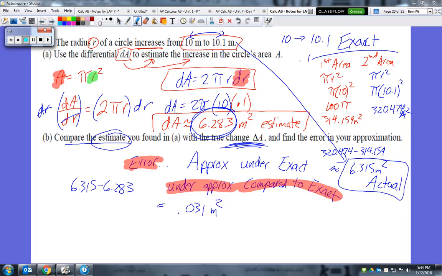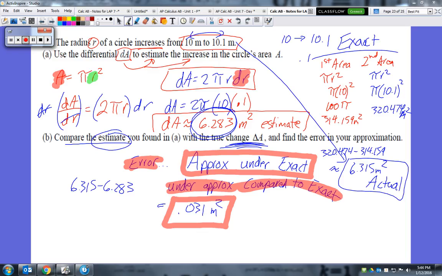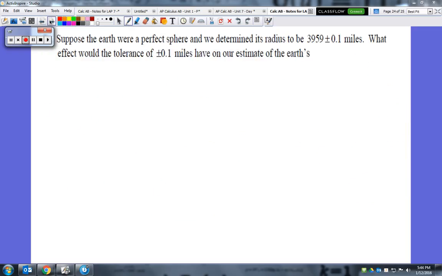Or you could write it like this: the approximate is under the exact by how much? I don't want you to get confused about how to write this out, so maybe just the boxed way that I'm showing you right here would be best. The approximate answer that we got way up here is under the exact that we got over here, 6.315. By how much? We'll say by about 0.031 meters squared. Alright, so enough of that.